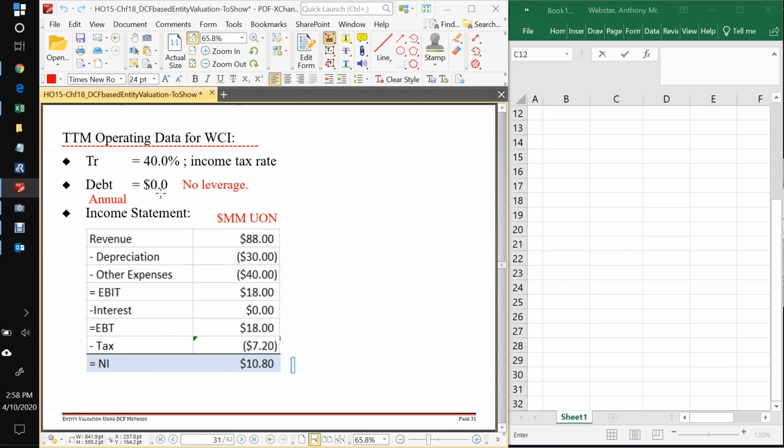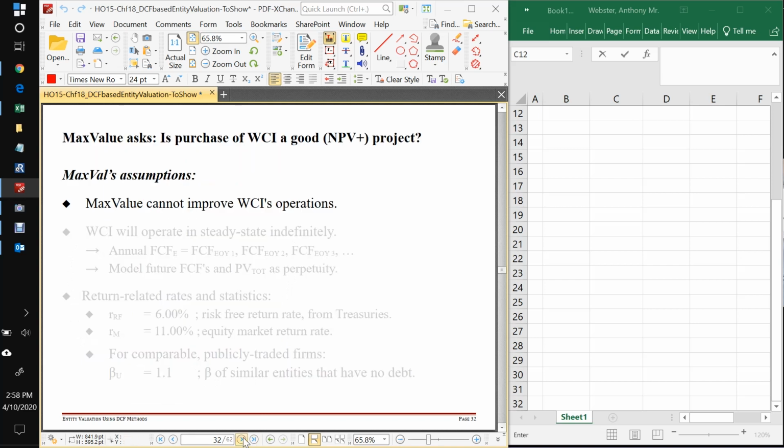And remember, it's a steady state firm, so this income statement has probably applied for the past 2-3 years. And if it remains in steady state, we expect that this income statement will apply in all future years. So Max Value wants to know, is purchasing this firm a good project for them? How do they know if it's a good project? Well, they do a good NPV model, and if it's NPV positive, then they're going to go for it. So here's how they go about it.